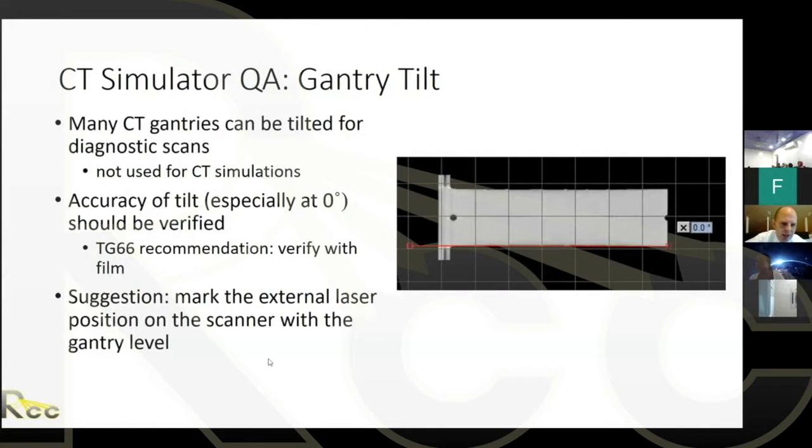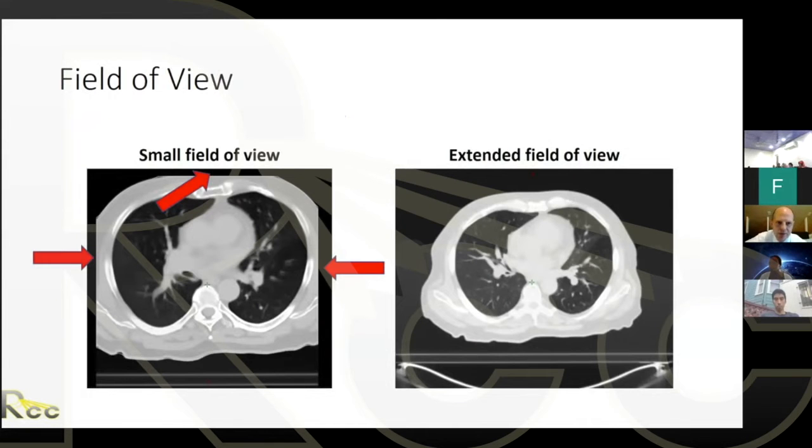We just talked a little bit about this. For CT simulator QA, it's possible to tilt the gantry. It's not used for CT simulation, so we set that to 0. One thing you can do is put a mark on the scanner and make sure it's aligned the same way with the external lasers to verify that the gantry tilt is set to 0.